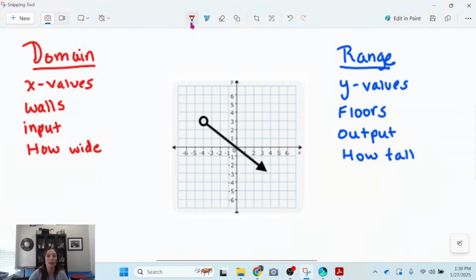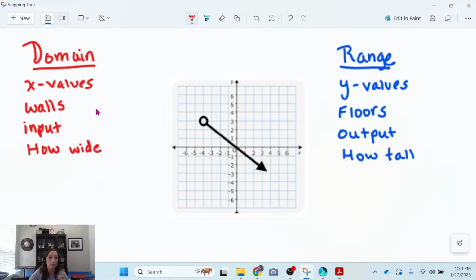And right now, I want to do a little review of what we talked about last time. Domain is the x values, walls, input, and how wide. Range is the y values, the floor, the output, and how tall. You've got to memorize that. Okay, you just have to know it. You have to know that domain's counterpart is the range for each of these things.